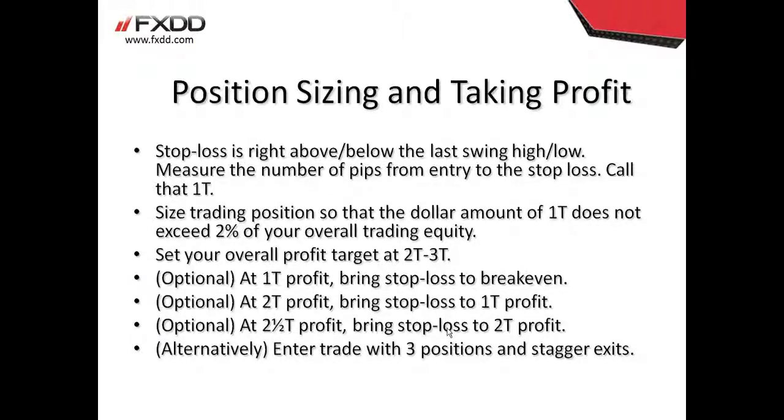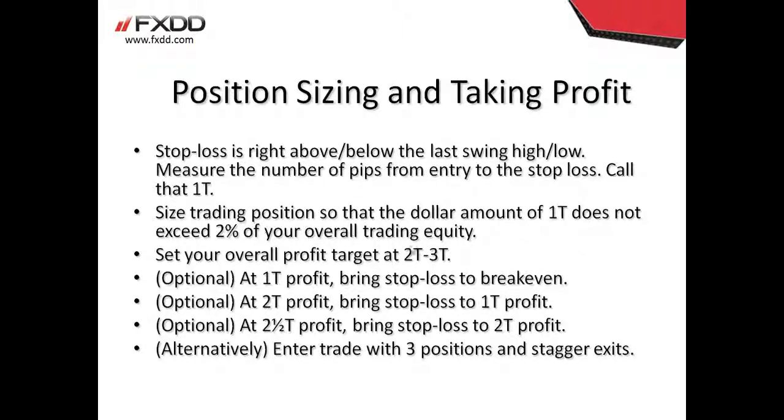Now, yet another way to do it is to enter a trade with smaller positions and stagger your exits. So let's say price goes in your favor. Once it goes to 1 times your original risk, you can take off 1/3 of the position. Once it goes to 2 times your original risk, you could take profit on the 2nd position, and then maybe you could run the 3rd position for 3 times your risk. Okay. So if you have any questions about that, please let me know. So that's how we size our positions and take our profits.